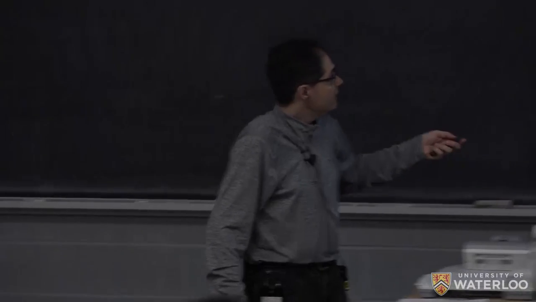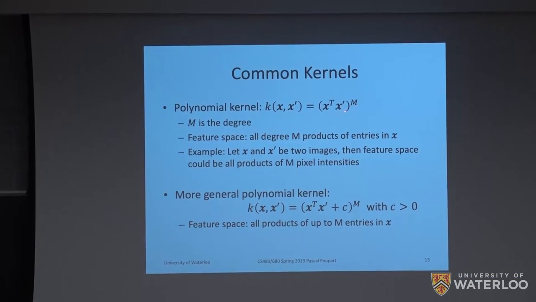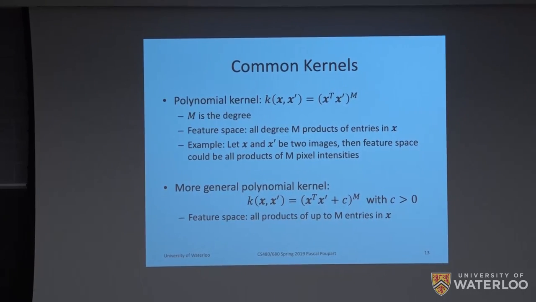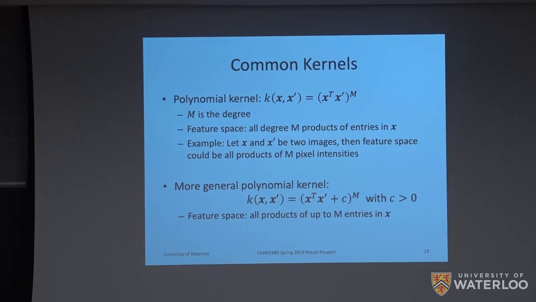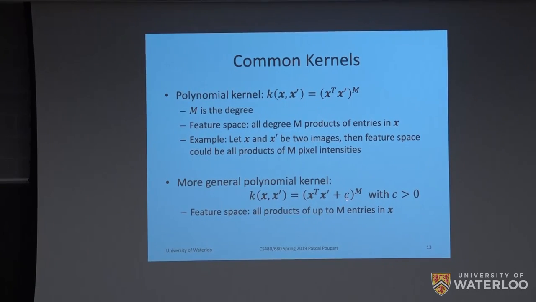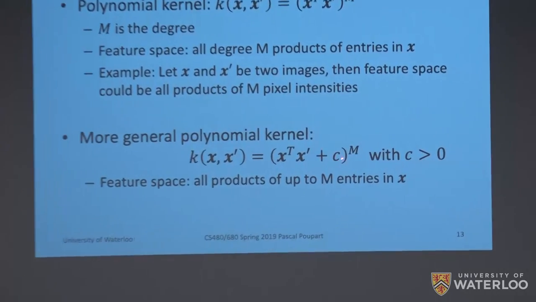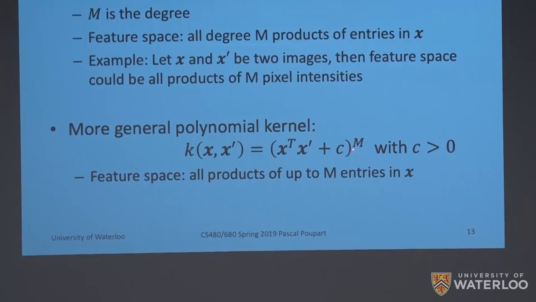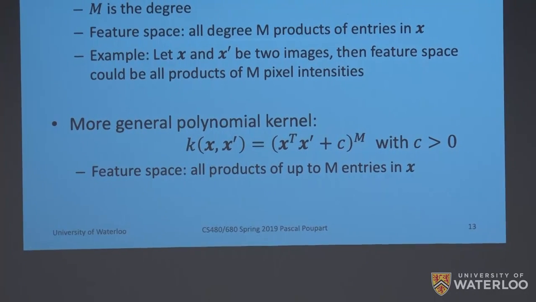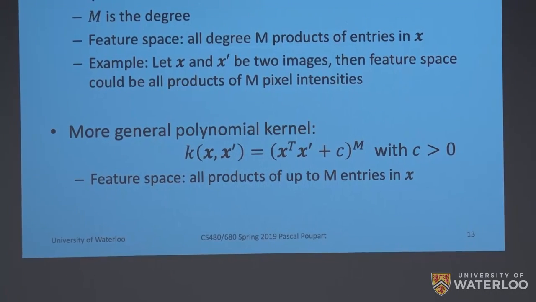Okay, so this works nicely if we want features in a new space that are of degree m. But now what about features of all degrees up to m? We can also obtain this very simply by modifying the kernel by adding a constant c. So here, if I do x transpose x prime, add a constant c, and then raise this to the power of m, this will have the effect of considering all features of degree up to m. So that means degree 0, degree 1, degree 2, all the way up to degree m.